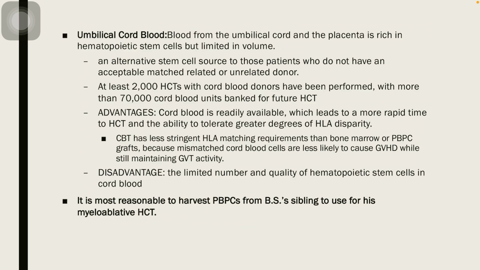At least 2,000 SCTs with cord blood donors have been performed, with more than 70,000 cord blood units banked for future HCT. It has several advantages over peripheral blood progenitor cells and bone marrow, because it is readily available, leads to a more rapid time to HCT, and has the ability to tolerate a greater degree of HLA disparity.